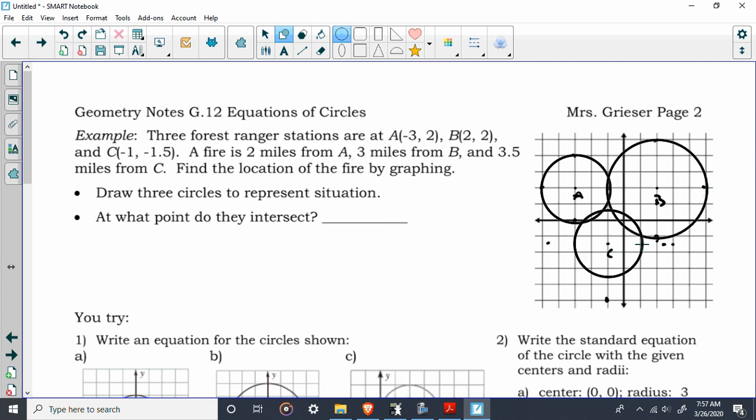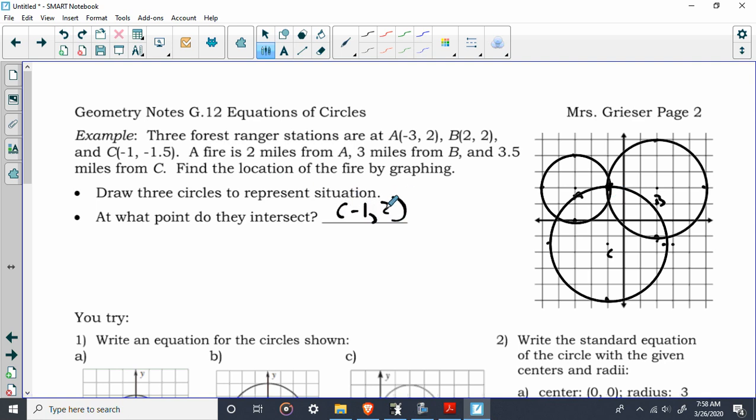showing this the best I can, guys. Essentially, where are they all going to intersect? Yeah, they're all going to intersect right here, and that's going to be the one point they all have in common. Okay. So where is that? That's going to be -1, 2.